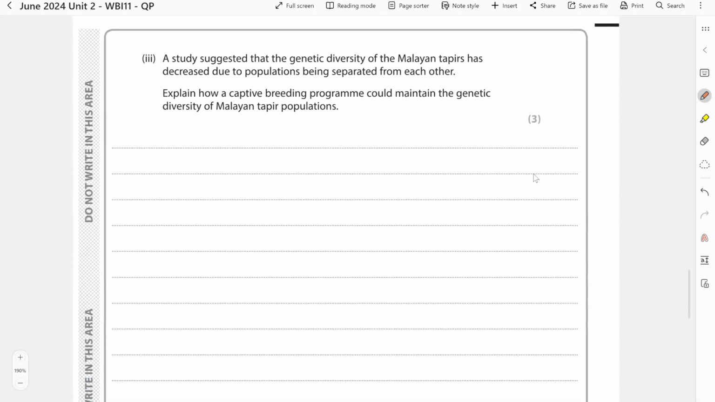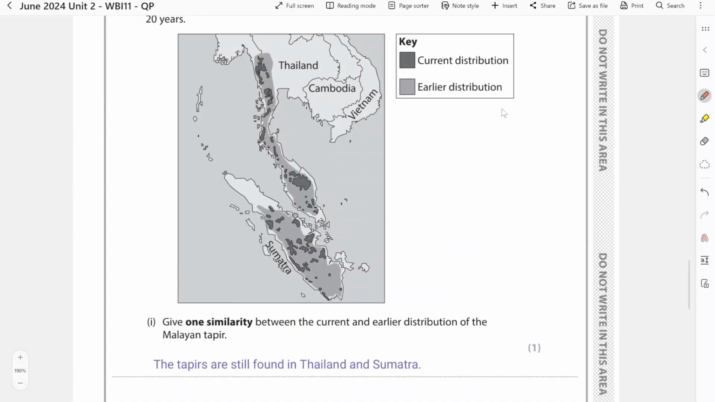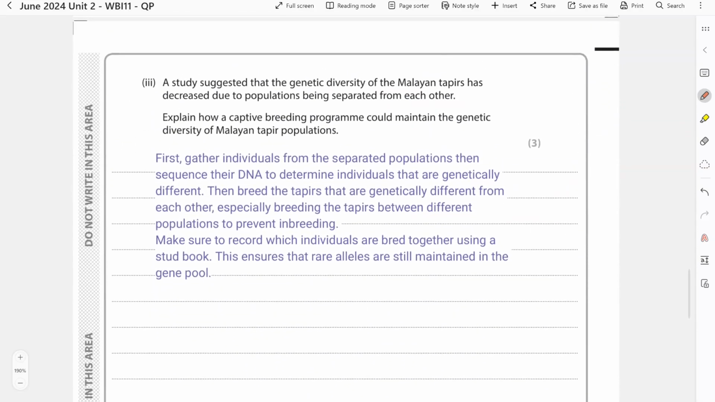Okay, part 3, a study suggested that the genetic diversity of the Malayan tapirs has decreased due to populations being separated from each other. Explain how a captive breeding program could maintain the genetic diversity of Malayan tapir populations. So we know that the Malayan tapirs, you can see that here, are now existing in more isolated populations. So it's important to interbreed those tapirs coming from different populations together, and that could help to maintain the genetic diversity. So first, gather individuals from the separated populations and sequence their DNA to determine individuals that are genetically different. So that would be 1 point there.